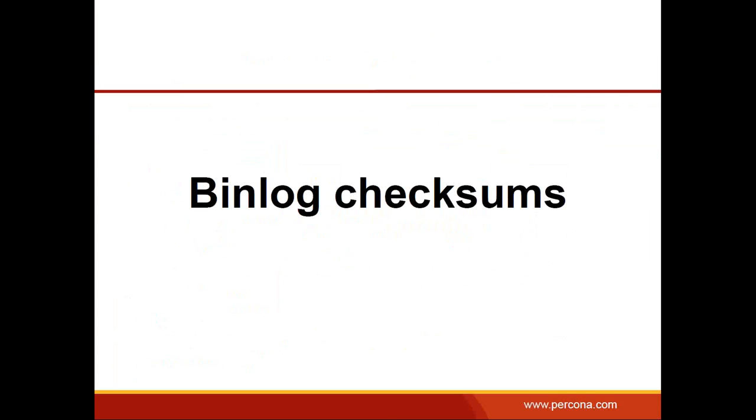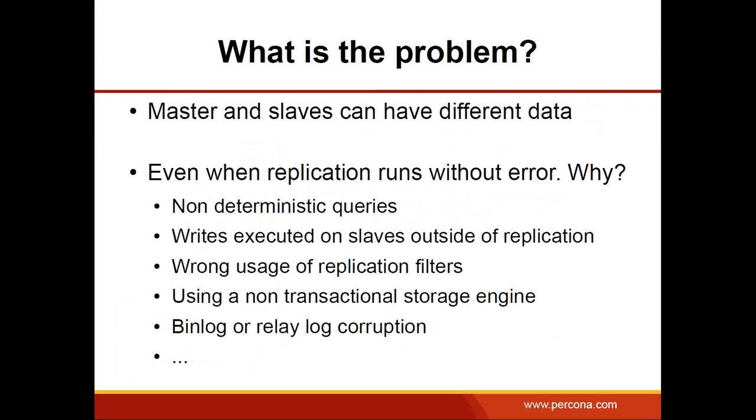And even when replication runs without any error, for some of you maybe, there are many reasons why replication can go off the rails. For instance, you may have non-deterministic queries. These are queries that can give different results when executed on the same data set. Executed the first time on the master, one result. Executed the second time on a slave, on the same data set, different results. So of course, the master and slave will now have different data.